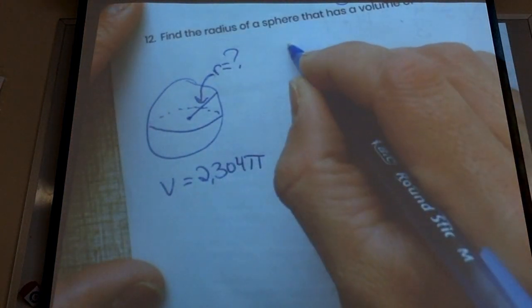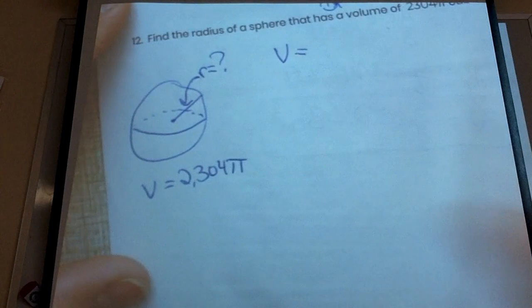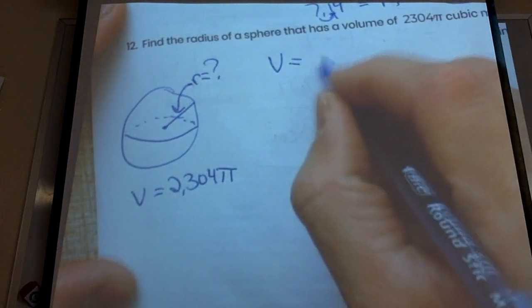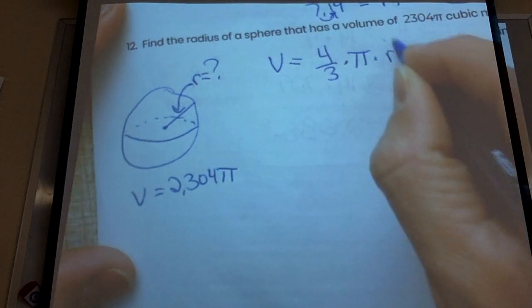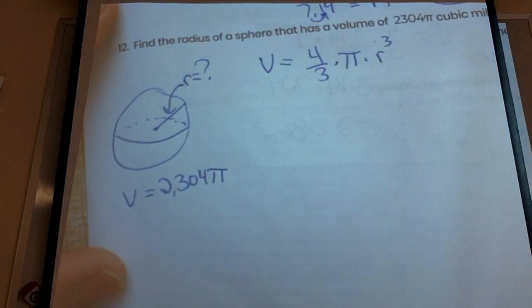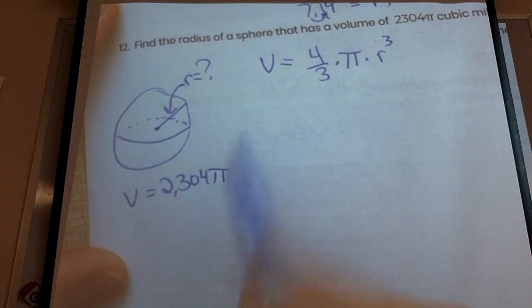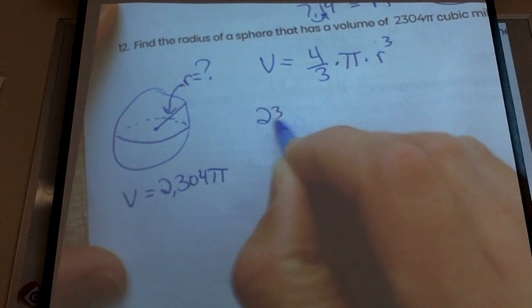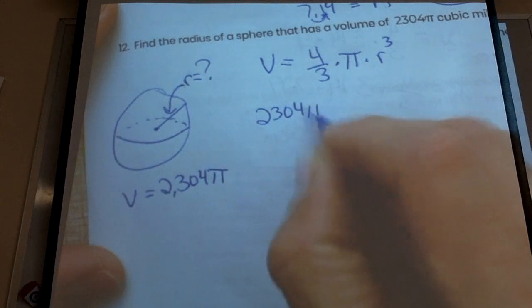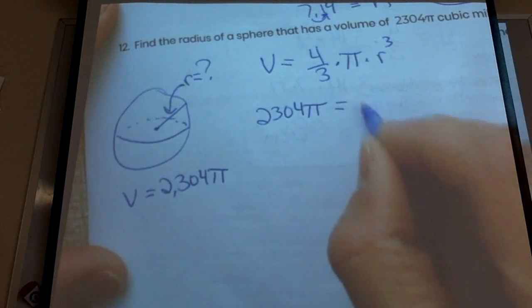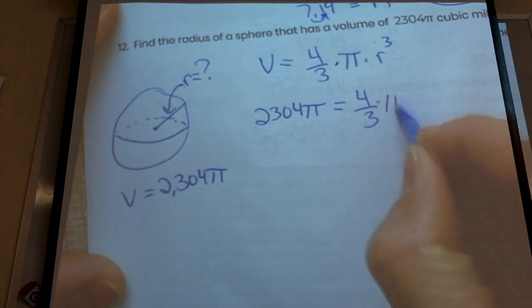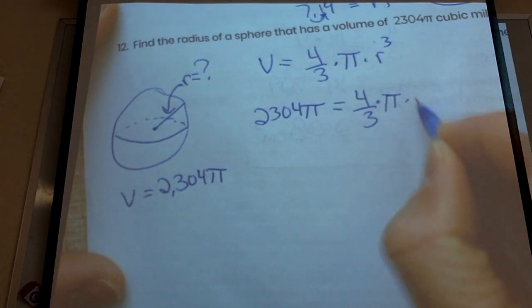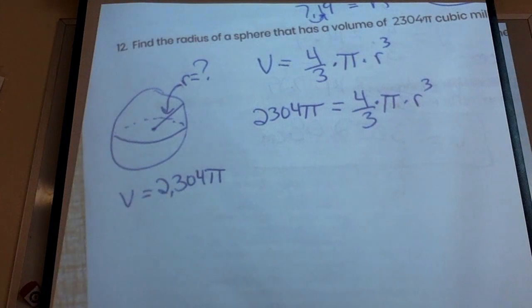So remember, our formula for the volume of a sphere is 4/3 times pi times radius cubed. So to the third power. So I'm going to plug in what I know. I know my volume is 2,304 pi. So I'm going to write that 2,304 pi. Make sure you include the pi. Equals 4 over 3 pi times radius cubed.